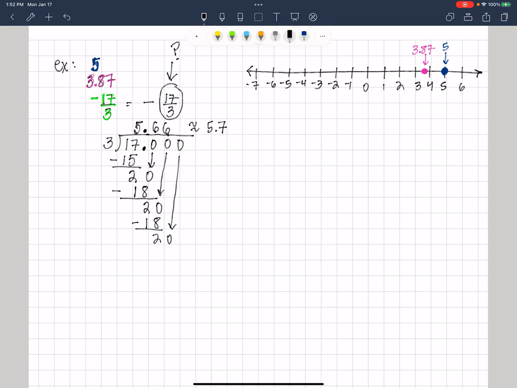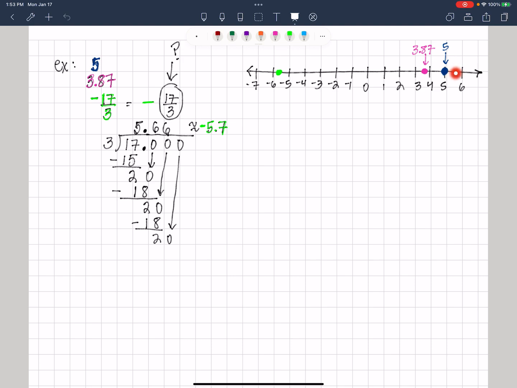So I'm going to get 5.6 repeating, which is about 5.7. And remember, we had the opposite of 5.7. So I'm going to look at 5.7. 5.7 would be closer to 6, but we're going to have the opposite of that. So it's going to just reflect over 0. So negative 5.7 right here.